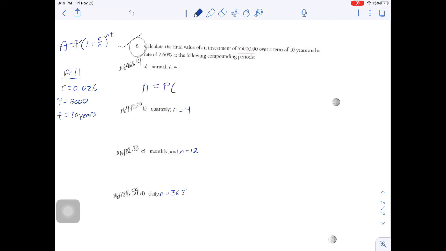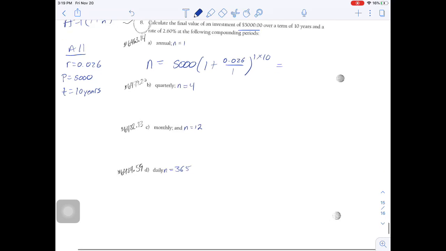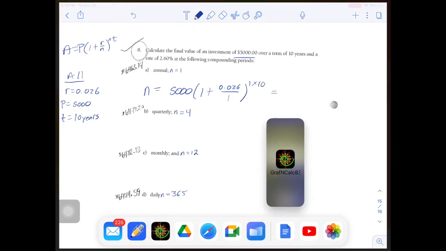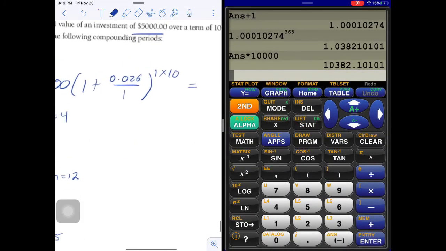So A equals P, or let's plug it in properly. So $5,000, 1 plus r, 0.026, divided by n, which is 1 in this case, and then to the power of n, which is 1, times time, which is 10 years. Practice plugging this in your calculator. See if you can get it properly to equal, I think that's 6,000, but I can show you how I would do it.